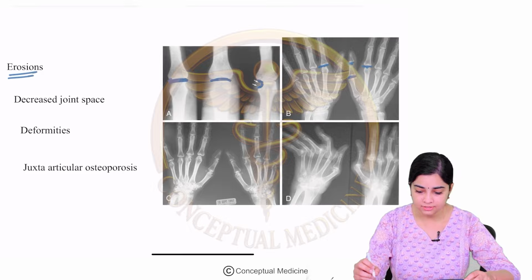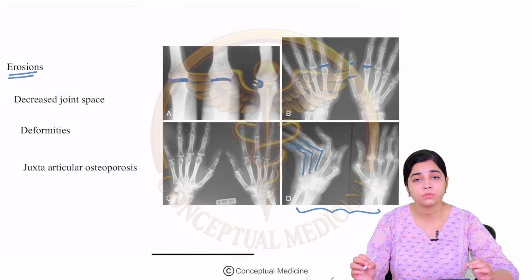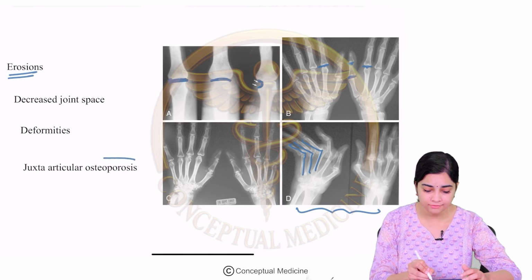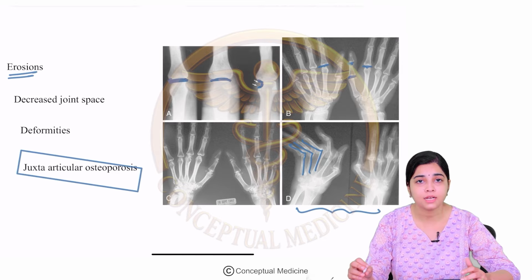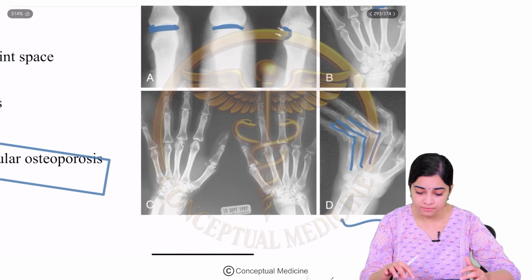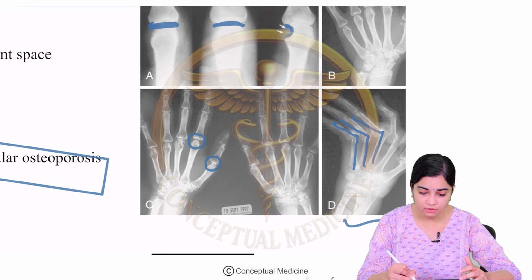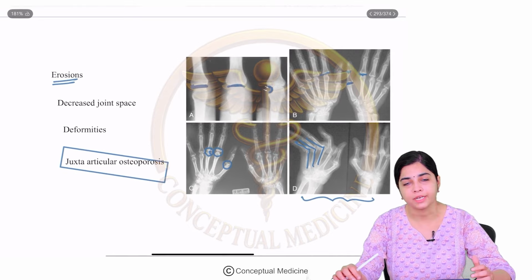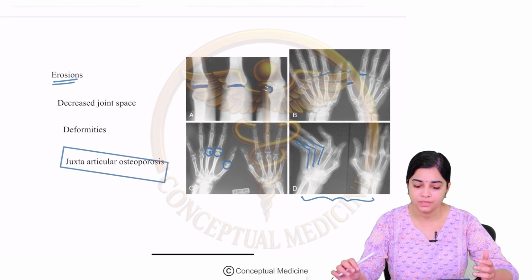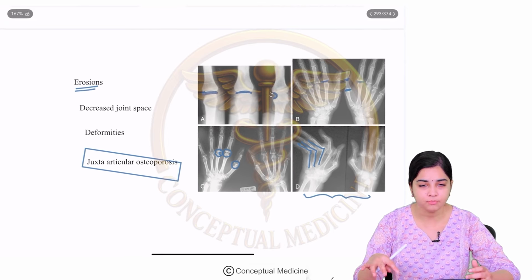And in the later stages, you may find evidence of deformity. So here you can see that there is evidence of deformities. So this is in the later stages. Another very important feature which you can find in the X-ray is the presence of juxta-articular osteoporosis, right? So just surrounding the joints, you may find evidence of osteoporosis and osteopenia. So these are the X-ray features which you may find in a patient with rheumatoid arthritis: erosions, decreased joint space, presence of deformities, presence of juxta-articular osteoporosis.